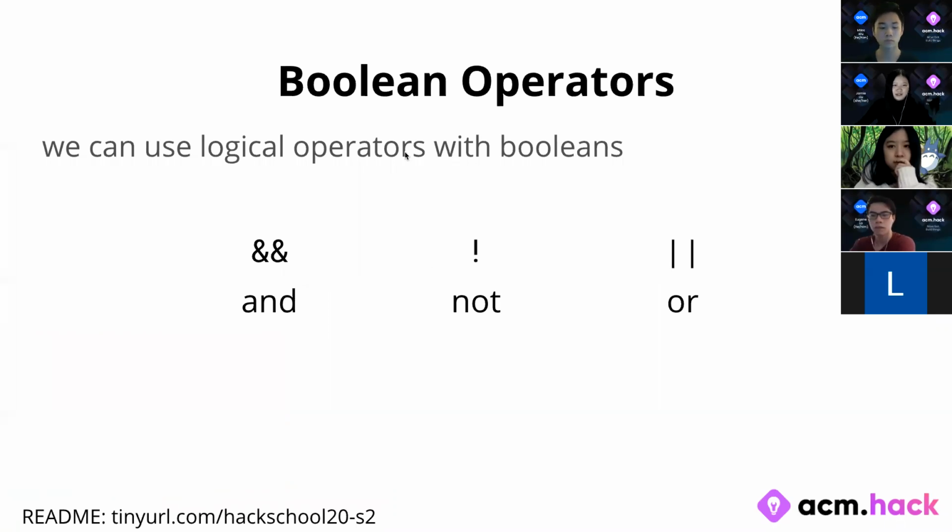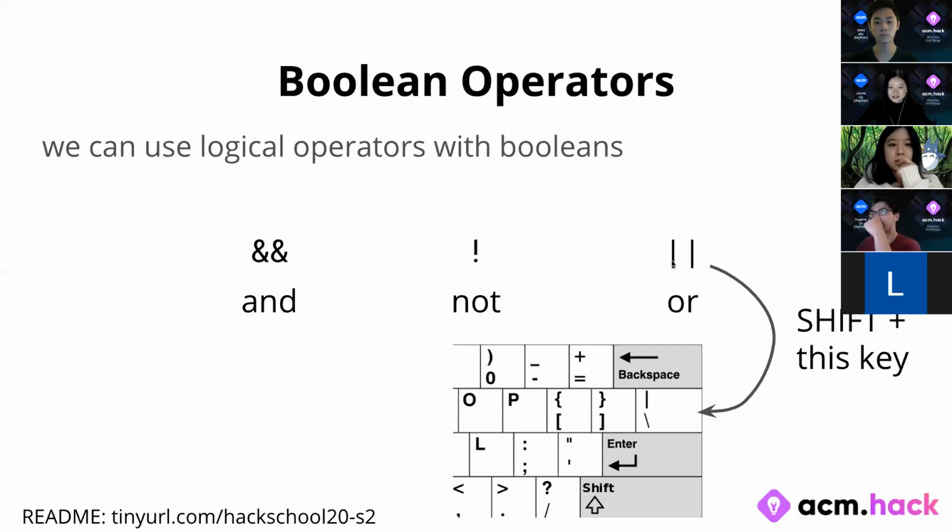And here are some operators we can use with Booleans. We have three primary ones. First, we have and, which is these two ampersands. We have not, which is an exclamation point, and we have or, which is these two straight lines. Out of these three, and and or require two sides: one side and the other side, and same with or, one side or the other side. Whereas not only applies to one thing, so it's like not true or not false.